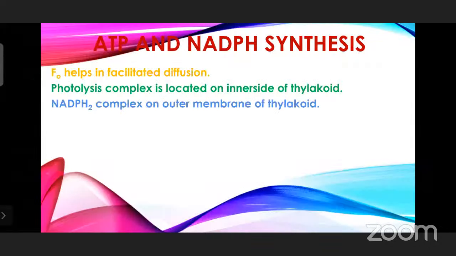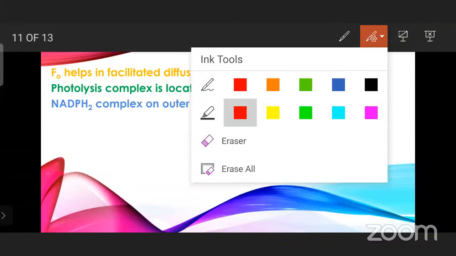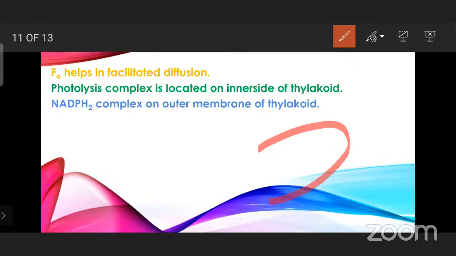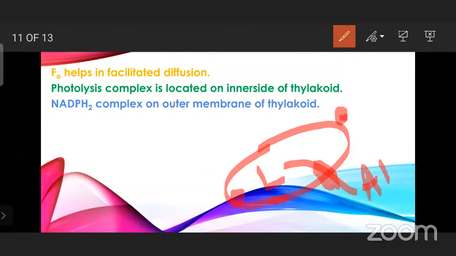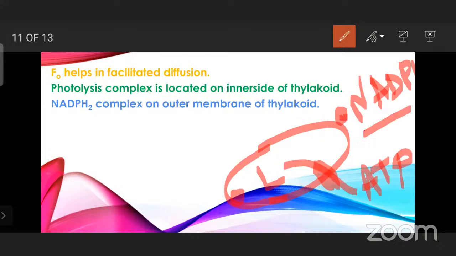And next, the NADPH2 complex is also located on the outer membrane of the thylakoid. This is the thylakoid, this is the lumen. The water splitting complex is inside, the NADPH complex is outside. And the F0 particle is going to help in facilitated diffusion. Here ATP is forming in the stroma only, and NADPH2 is also forming in the stroma only. So these two things you must remember.